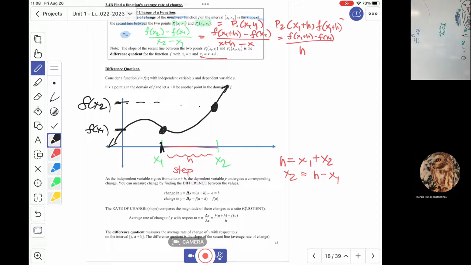This is x1 and has a corresponding y value. So how would I label that point? That point would be x1, f of x1. Fair? That's my input x1. My output is the function evaluated at x1. This point, how would I label that point? Beautiful.